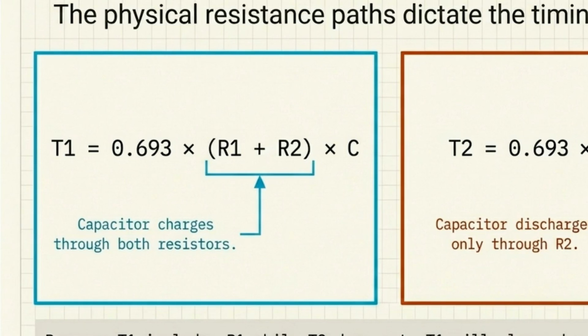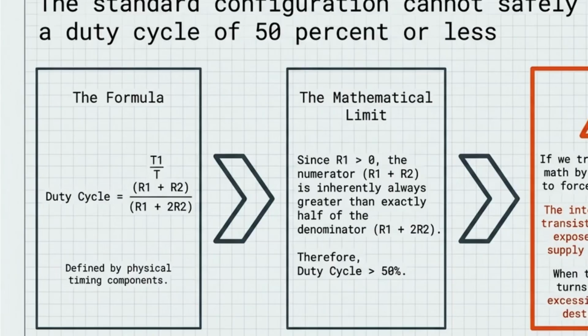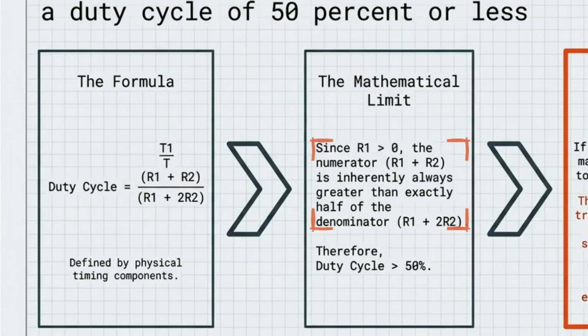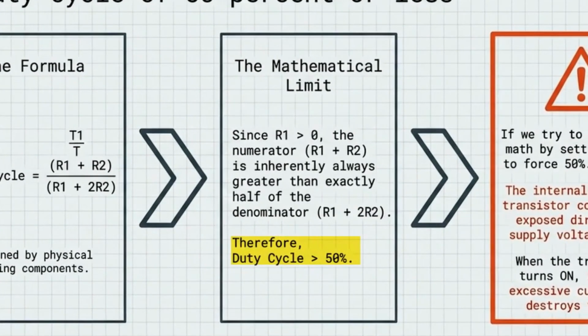This formula defines the circuit's duty cycle, the ratio of T1, the time the output stays high, divided by the total time of the complete cycle. Look closely at the components of the fraction. The numerator is R1 plus R2. The denominator is R1 plus 2 times R2. Because R1 must hold a resistance value greater than 0, the numerator will always be strictly greater than half of the denominator. The duty cycle is mathematically locked strictly above 50%.